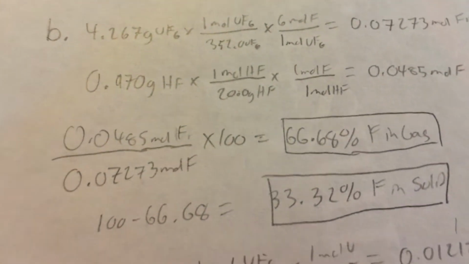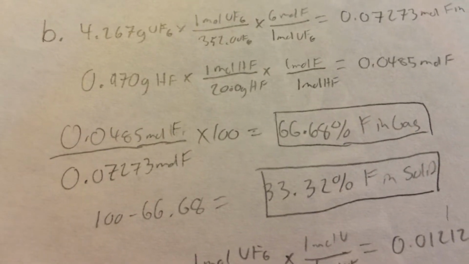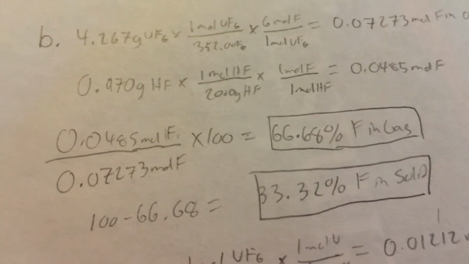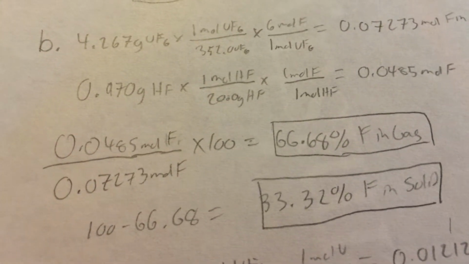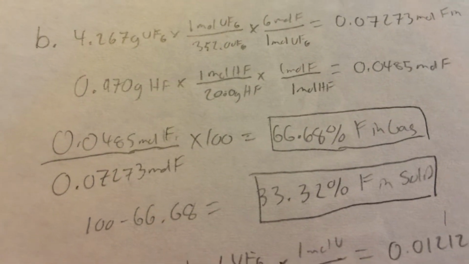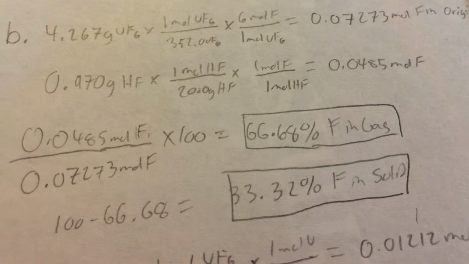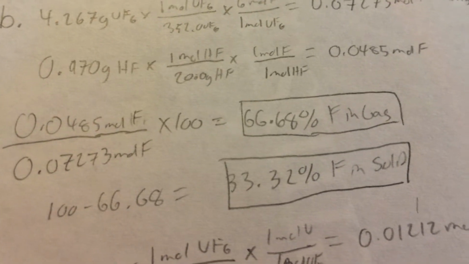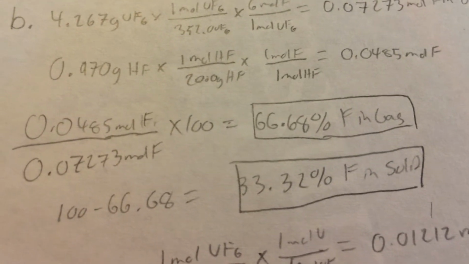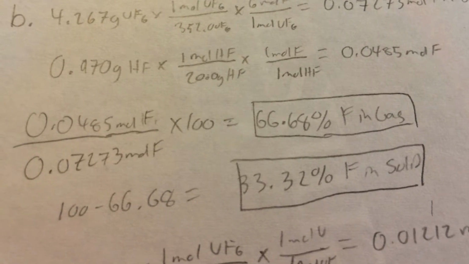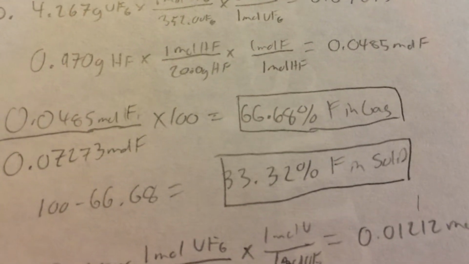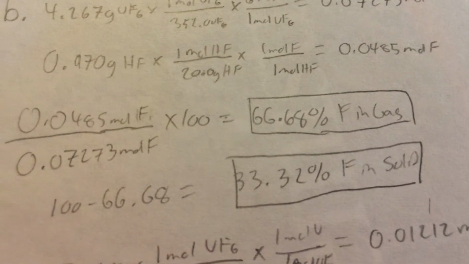Then, to find the percent composition, you do 0.0485 moles of fluorine over 0.07273 moles of fluorine times 100, which you get 66.68% F in gas. Then, to find it in solid, you subtract the 66.68 from 100, and you get 33.32% F in the solid, which is fluorine.